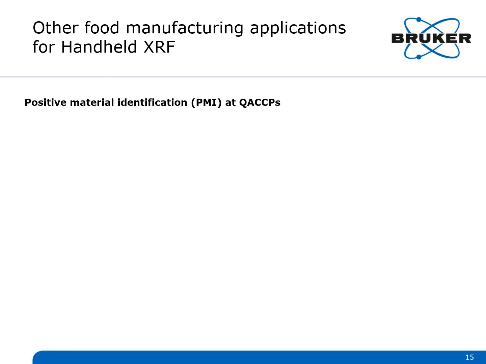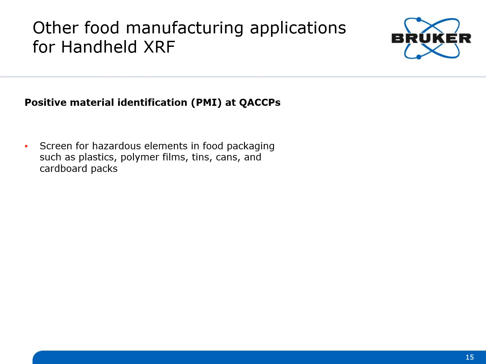In addition to the identification of metal contaminants found in food production, the alloy calibration is useful for other applications within the plant. You can screen for hazardous elements in food packaging, such as plastics, polymer films, tin cans, and cardboard packs.